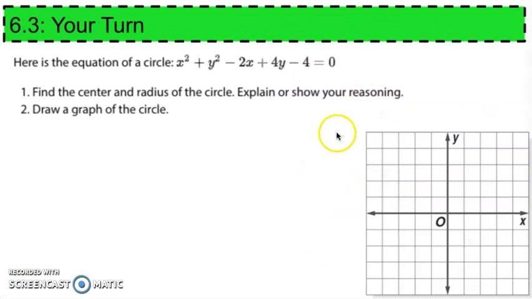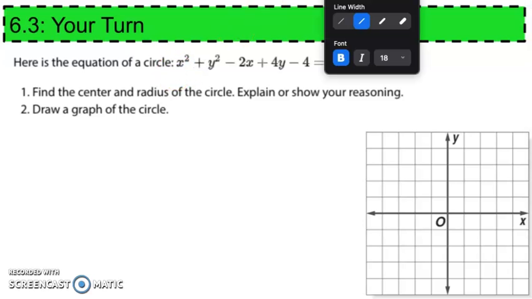The entire equation, here we have the equation of the circle, x squared plus y squared minus 2x plus 4y minus 4 equals 0. We're asked to find the center and the radius of the circle and explain or show our reasoning. Draw a graph of the circle. So we're going to tackle step 1 first. We're going to rewrite the equation. So I'm going to rewrite it in different colors. I'm going to rewrite my x's together.